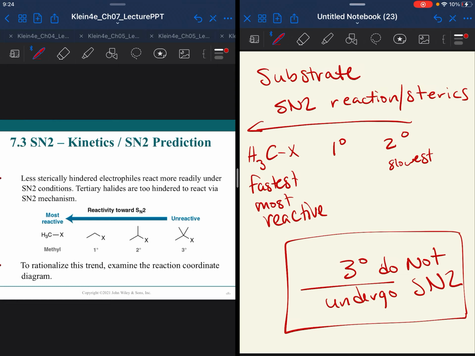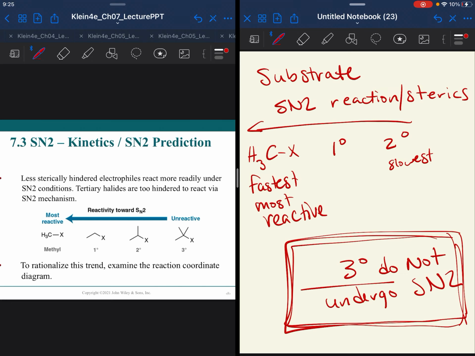When you come to a problem and you have to decide what mechanism this substrate and reagent are going to go through, if you recognize a tertiary alkyl halide, you can take SN2 off the table immediately. So please make sure that you understand this. We will come up to this several times throughout our discussions in Chapter 7.